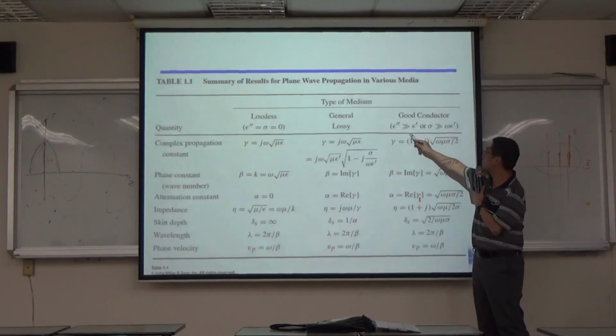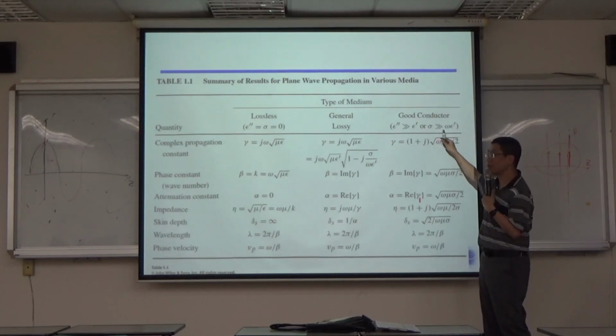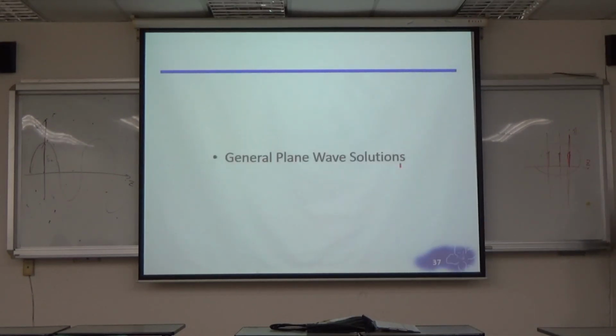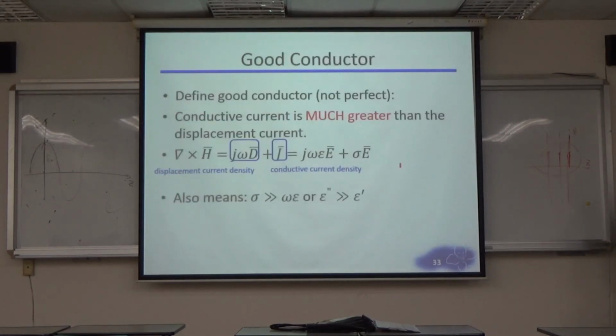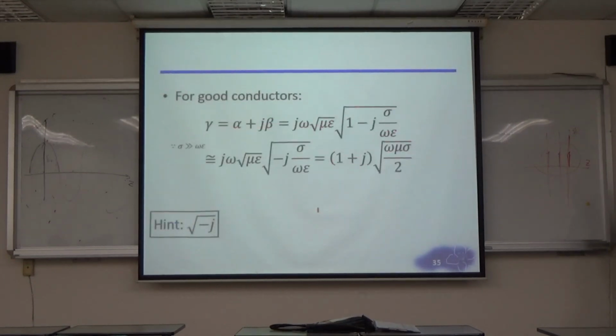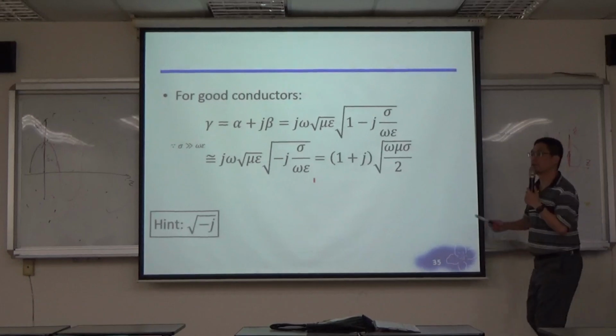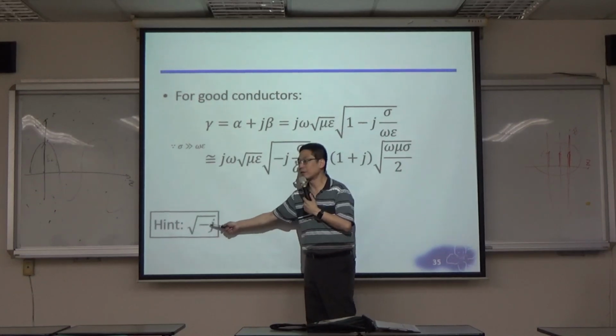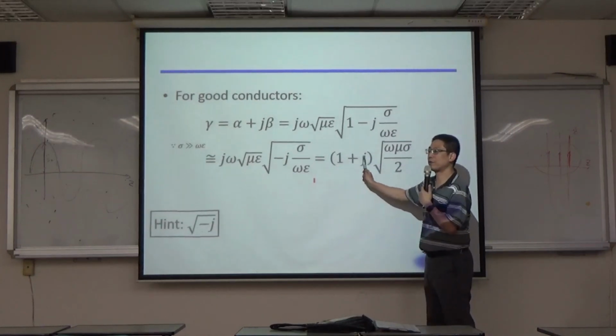Good conductor: this is when your sigma is very much larger than your omega epsilon prime. Then you will have this result. Okay, I already finished the good conductor part. Use this one and this gamma square. If you are interested in how to derive it, you need to solve the equation. You need to understand what the result is, and you will obtain the part. You will separate that part.